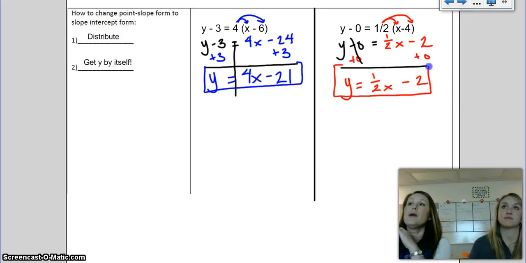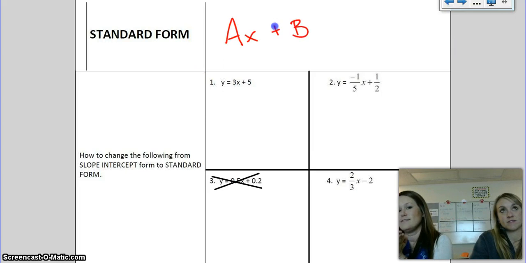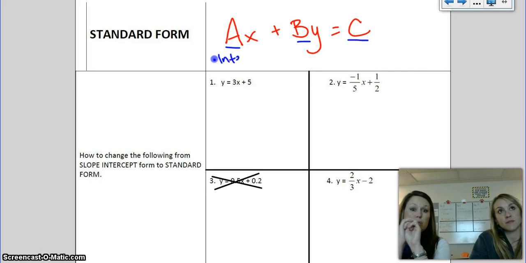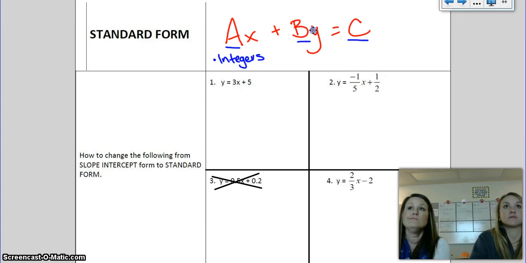Okay, so now we're going to show you standard form. Standard form is ax plus by equals c. But there are 2 rules that have to be followed. Number 1, a, b, and c have to be integers. Please write this down. And a cannot be negative.